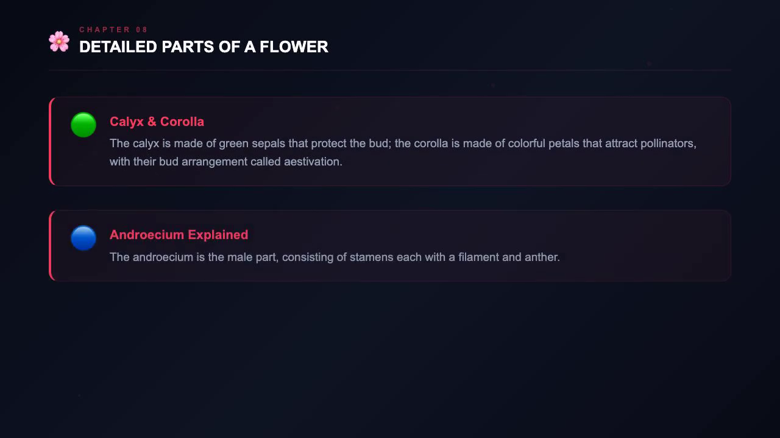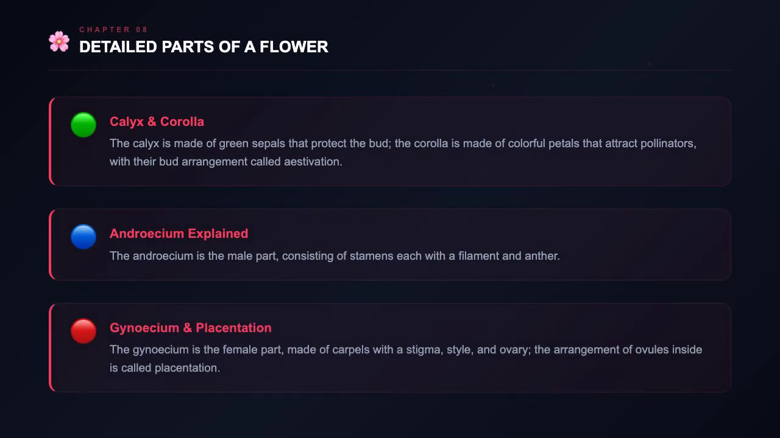Flowers have four main parts. The outermost part is the calyx, made up of green leaf-like sepals. Inside the calyx is the corolla, composed of brightly colored petals. These petals attract insects for pollination. The arrangement of sepals and petals in a flower bud is called aestivation.